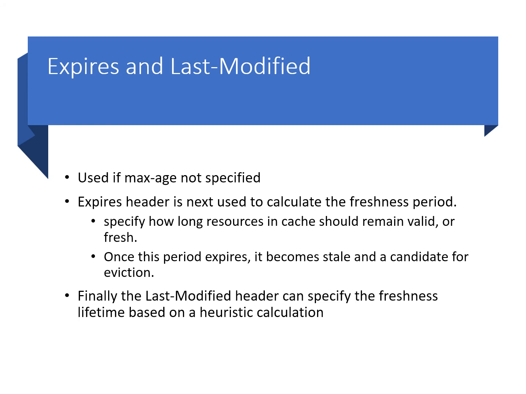If max-age is not specified, the Expires header is checked next. If the header exists, then it's used to calculate the freshness period. The Expires header specifies an explicit date and time after which the resource should not be considered fresh. As a last resort, the Last-Modified header can be used to calculate resource retention periods. This header is set by the origin server to specify when a resource was last updated and uses the same format as the Expires header. A cache server can use Last-Modified to determine the freshness lifetime of a resource based on a heuristic calculation that is supported by web caches.